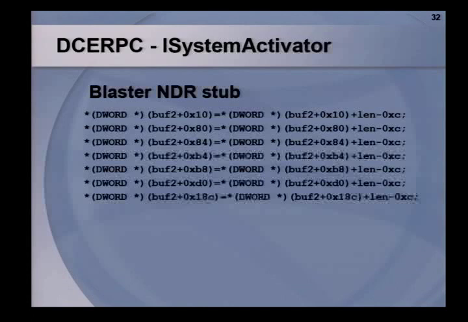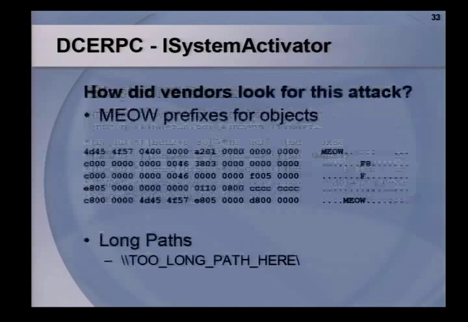So how did IDS developers look for this? Well, Blaster was using a DCOM request. Each of the different objects sent via DCOM is marshaled with a MEOW prefix. So all the IDS vendors said, hey, wait a minute, we're not supposed to see DCOM, let's look for the MEOW string. But if you look at the actual implementation, the MEOW string is just there for padding. You don't actually have to say MEOW. The DCERPC implementation in Metasploit just sends random junk for this.